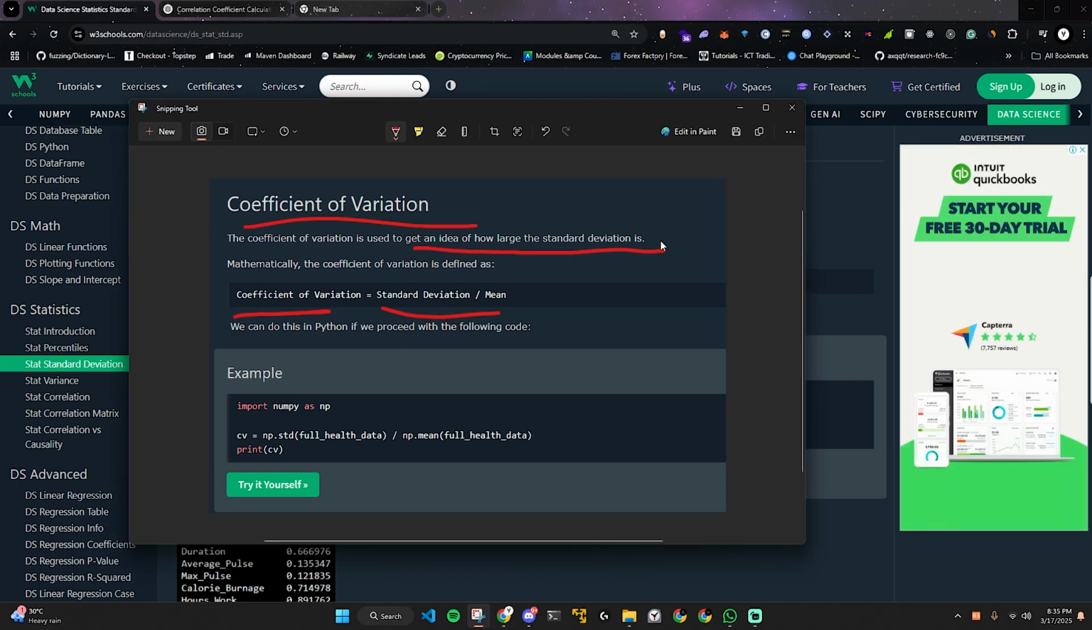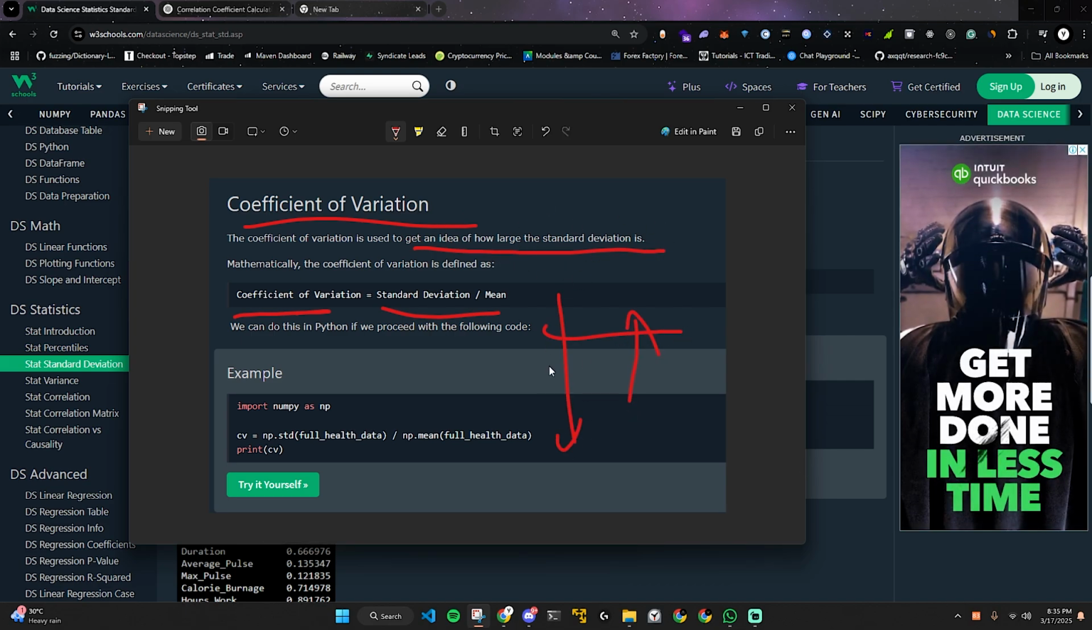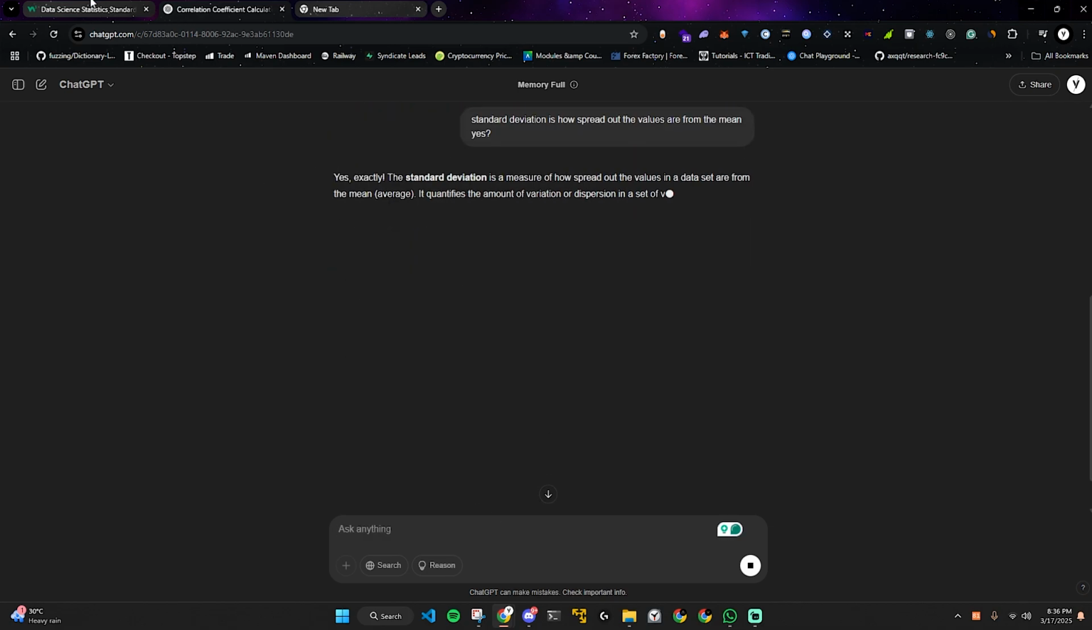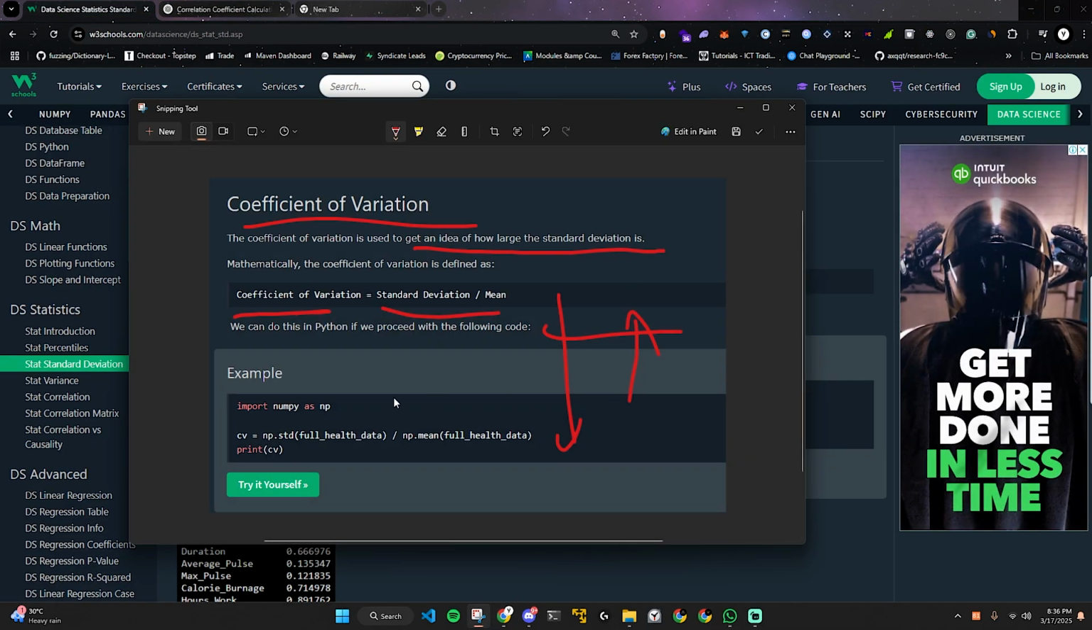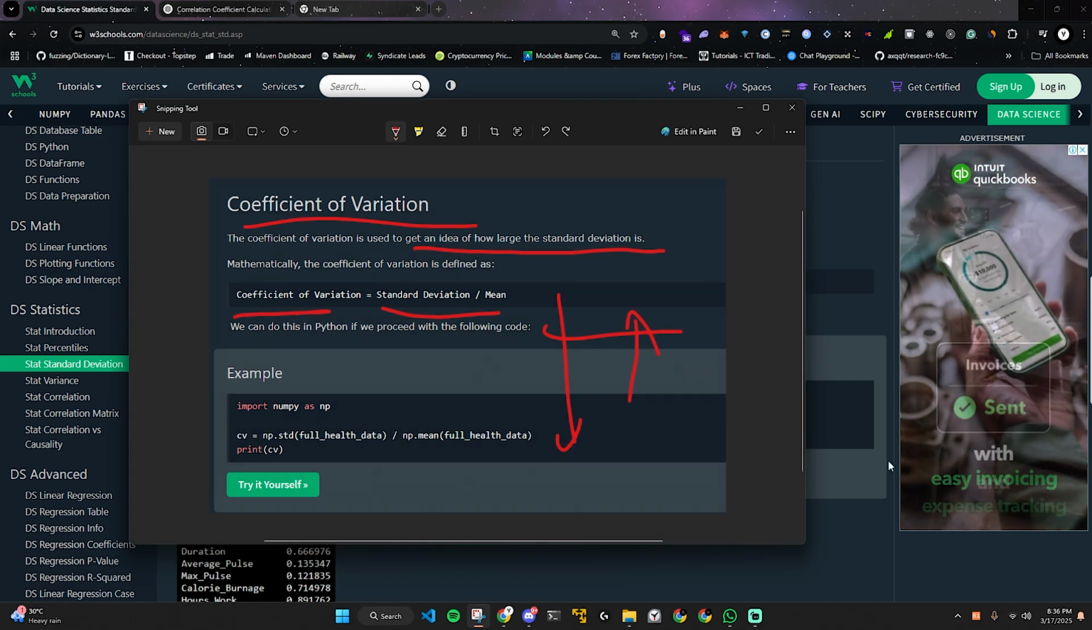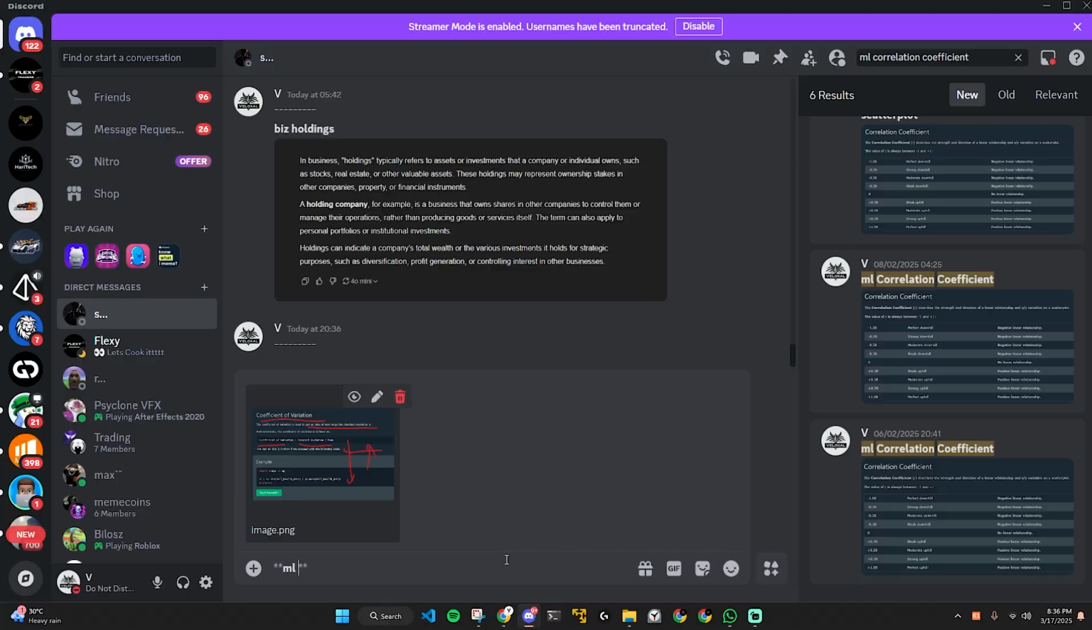It's used to get an idea of how large the standard deviation is. The standard deviation is how spread out the values are from the mean, right? Let me double check. Yes. Okay, so what we're going to do here is we're going to use this. As you can see, we have the standard deviation, we divide it by the mean, and then we get the coefficient of variation. So we're going to paste this here. Let's call it coefficient of variation. So let's say variance first, and then you find the standard deviation, and then from there you find the coefficient of variation, right?